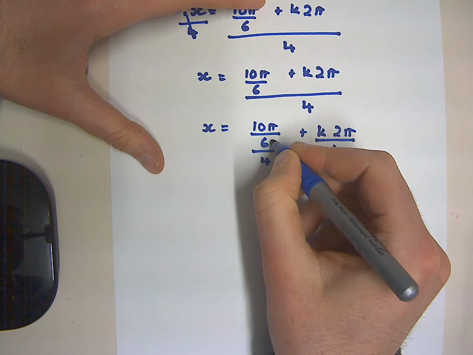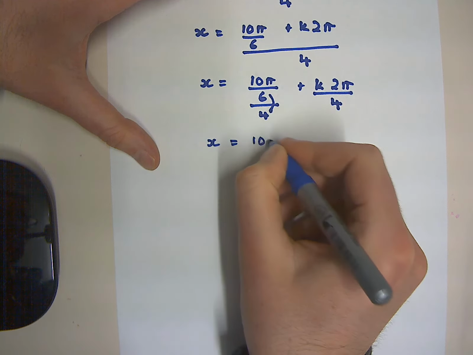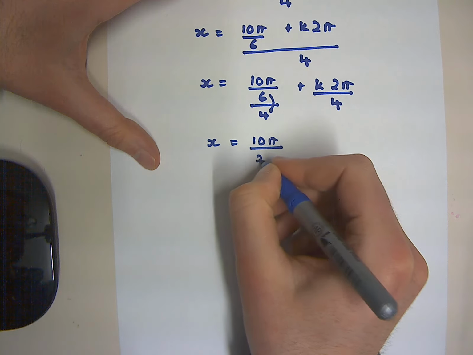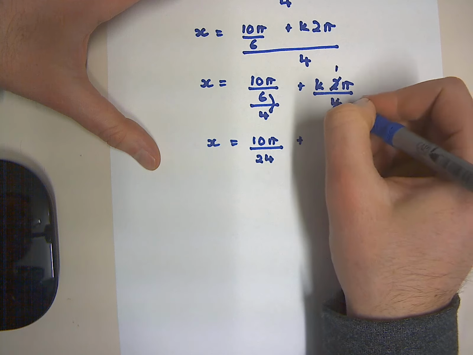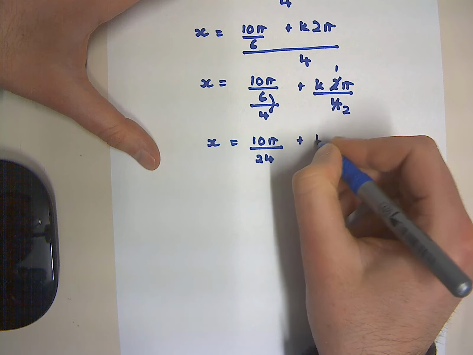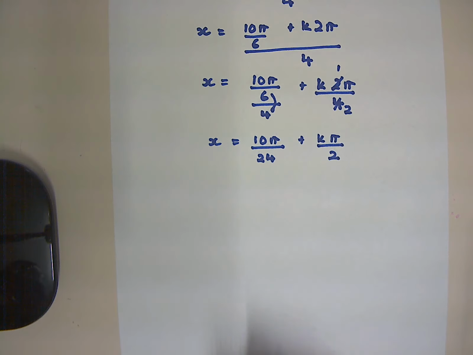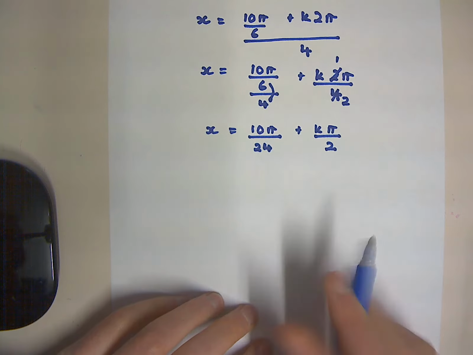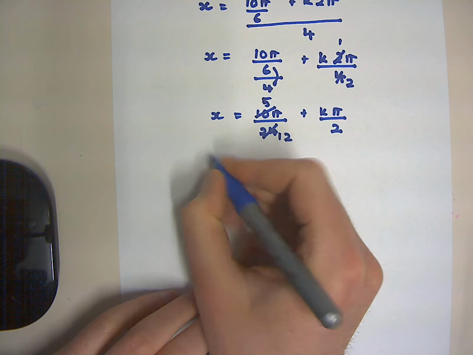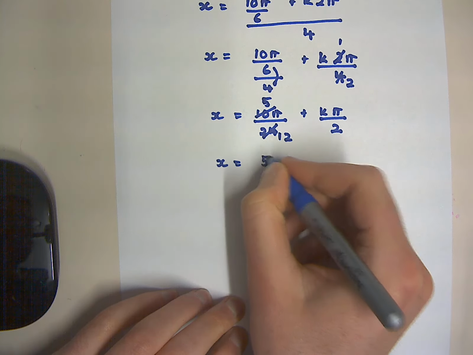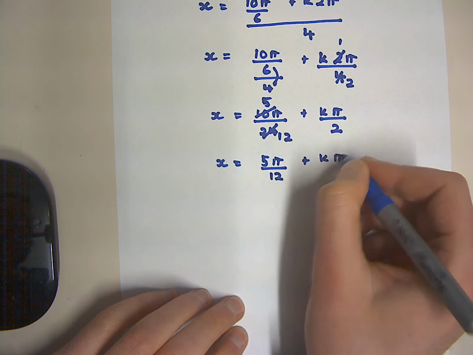Now if I've got that there, these two values will just multiply, so I'll get x equals 10 pi on 24. Now k 2 pi on 4, that cancels down to 1 and 2, so it's adding plus k pi on 2. Now 10 and 24, let's cancel that down, so dividing that by 2 gives us 5 and 12, so this solution gives us x equals 5 pi on 12 plus k pi on 2.